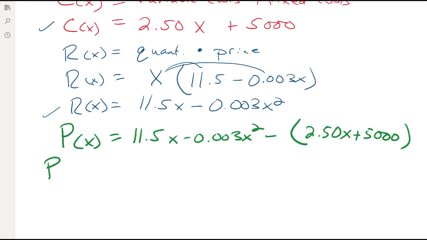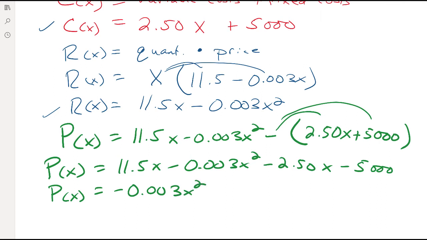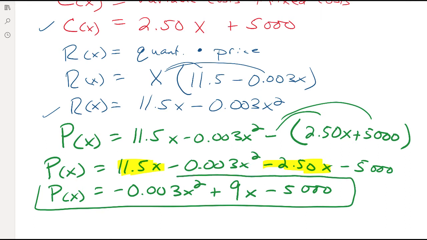All right, so the next thing I'm going to do is distribute that negative, and we're going to clean up this function a little bit by combining like terms. So 11.5x minus 0.003x squared, and I'm distributing my negative. It's a negative 2.50x minus 5,000. Distribute that negative. And then lastly, I'm going to combine like terms, and I'm going to go ahead and write my profit function in decreasing order of the power. What I mean is that I'm going to write the negative 0.003x squared first. We have 11.5x minus 2.50x. So 11.5 minus 2.5 leaves us with a positive 9x. Then I'm just going to bring along the minus 5,000. So there we go, folks. That is our profit function.